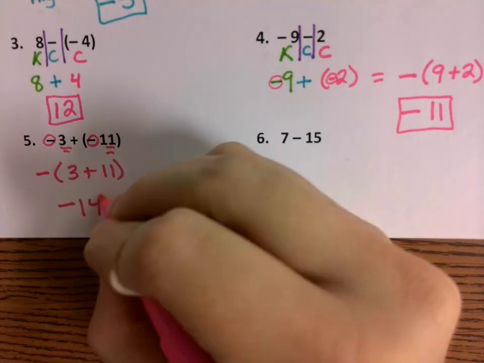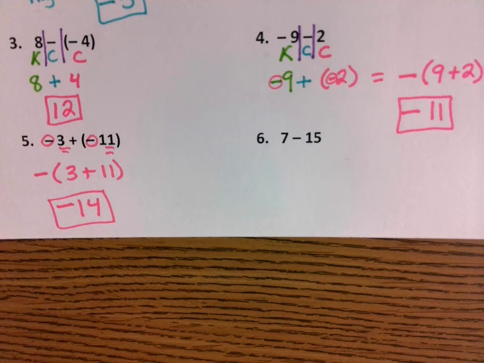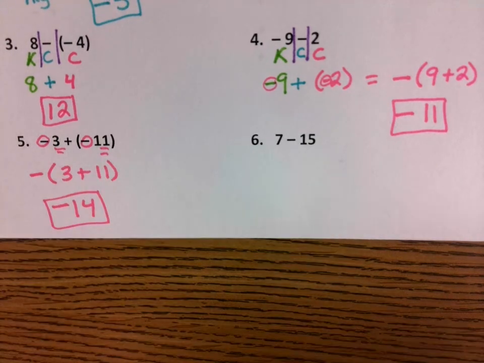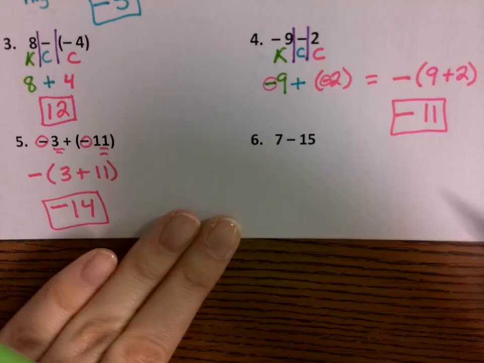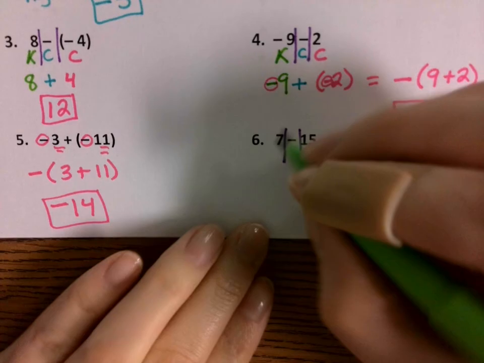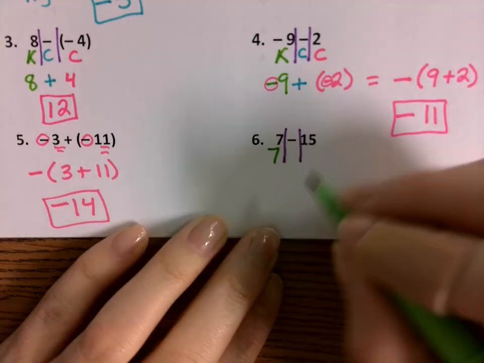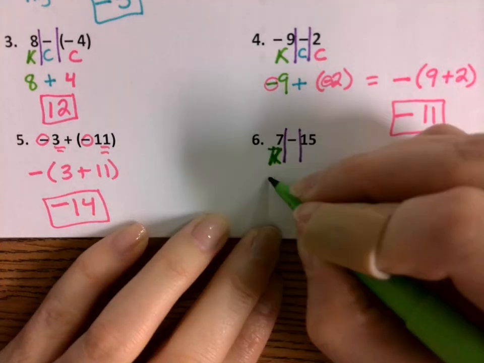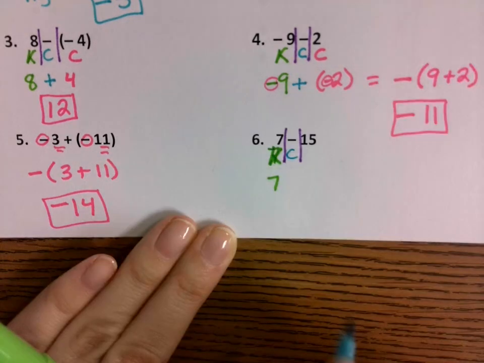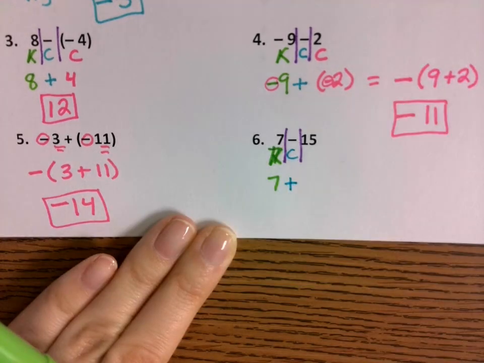And then for the last problem, it's subtraction. So we're going to go ahead and split this up into a keep, change, change. We're going to keep the 7 as is. Oops, sorry. Keep the 7 as is. We're going to change the subtraction into addition. And we're going to change the 15 into a negative 15.